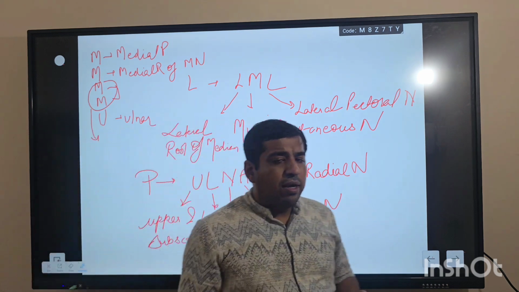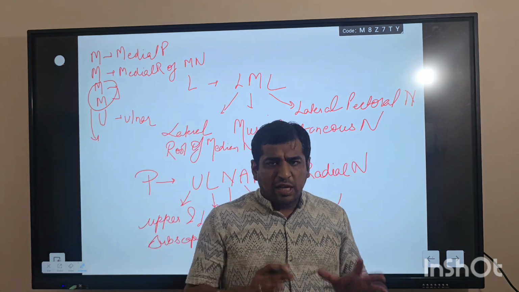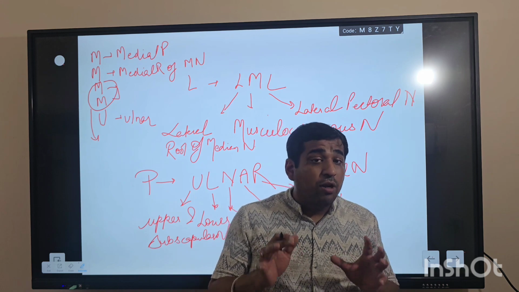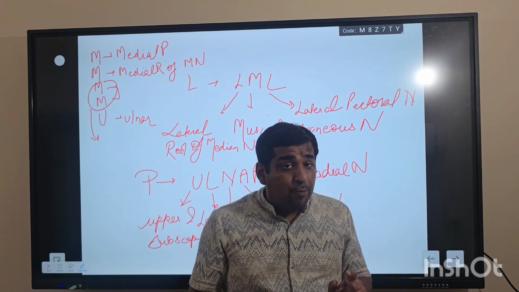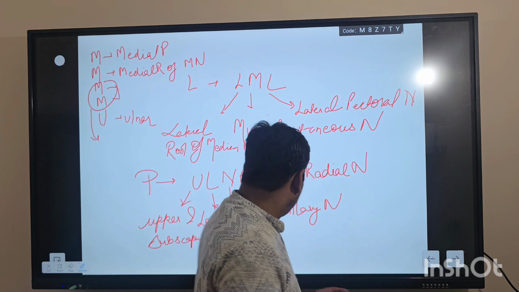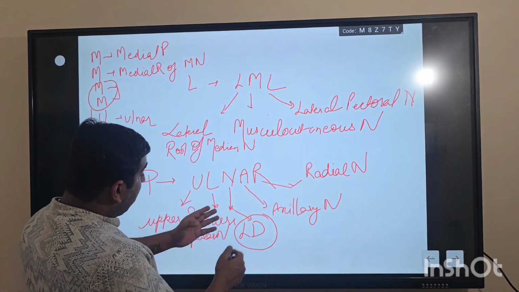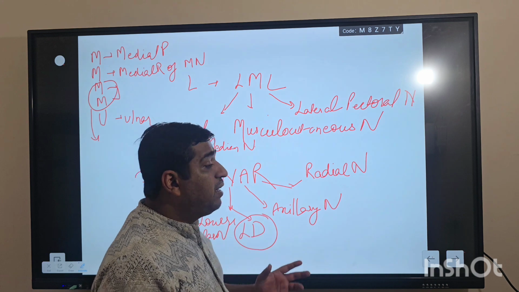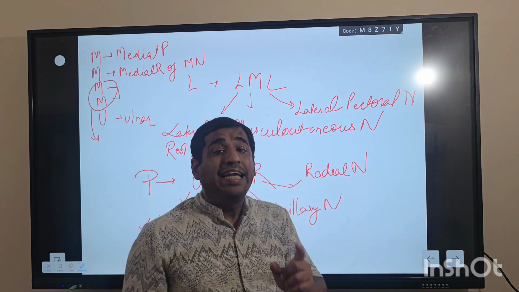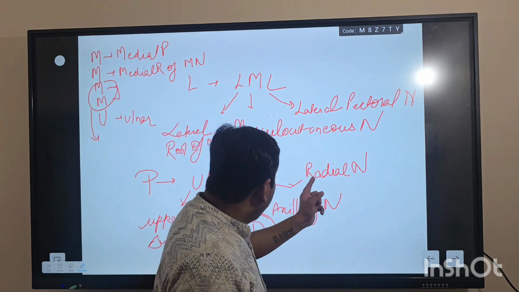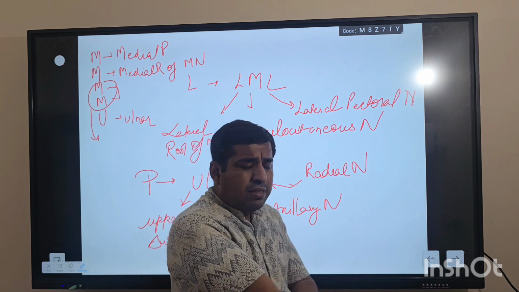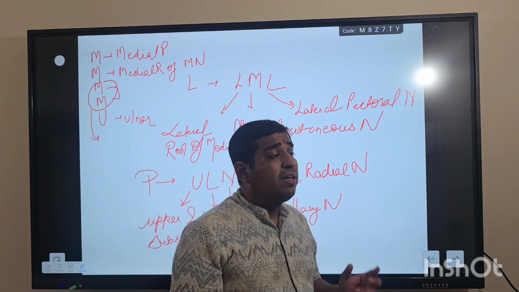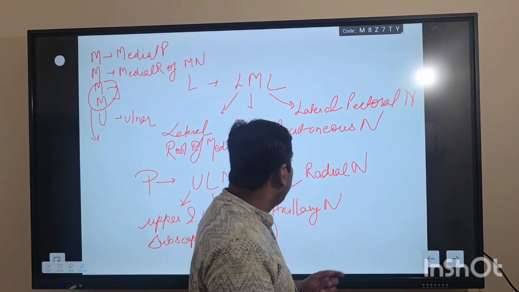Then we come to the upper and the lower subscapular nerve. The upper subscapular nerve supplies subscapularis, while the lower subscapular nerve supplies subscapularis plus teres major. Then we have the nerve to latissimus dorsi, that is the thoracodorsal nerve. The axillary nerve supplies deltoid and teres minor. The radial nerve is the nerve of the extensor compartment.